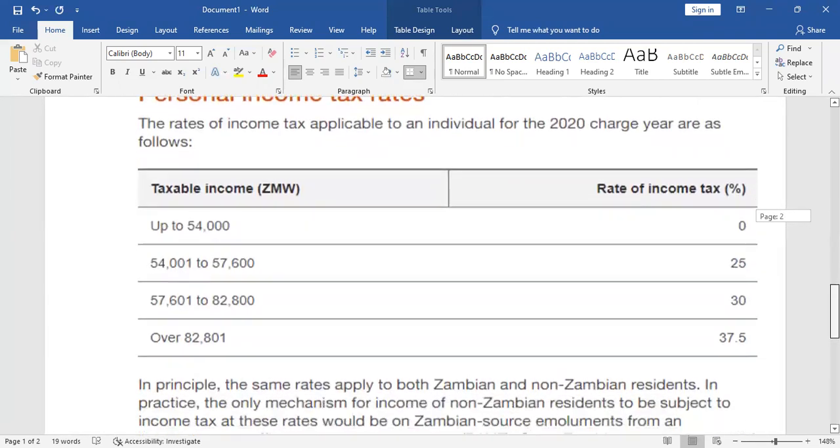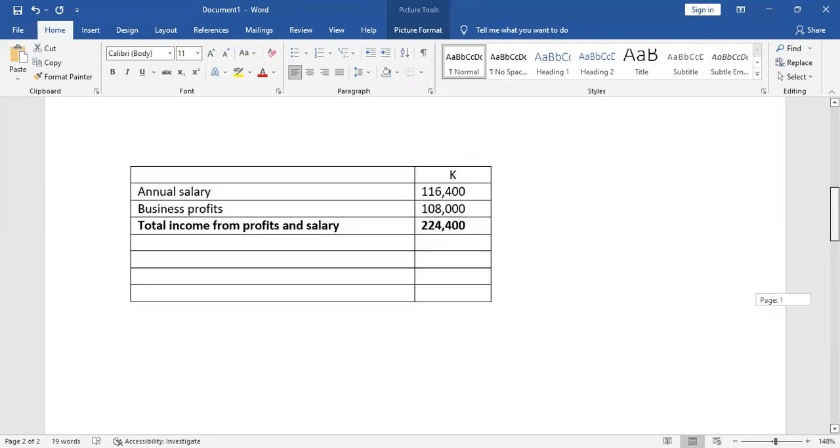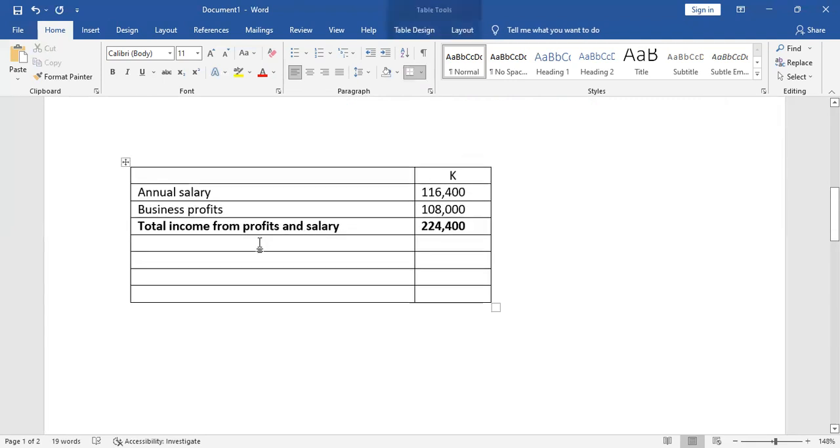In your class, you use the 2020 chart. So if you can see the 2020, it's saying up to 54,000. The rate is 0, meaning the annual income up to 54,000, the tax rate is 0. So I'll start from there. The rate up to 54,000, 0 tax rate. So I'll say 54,000.